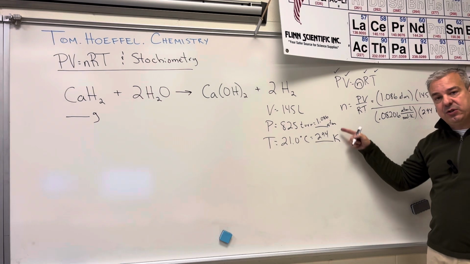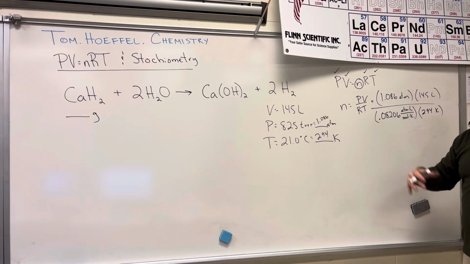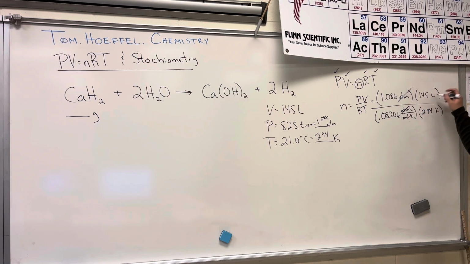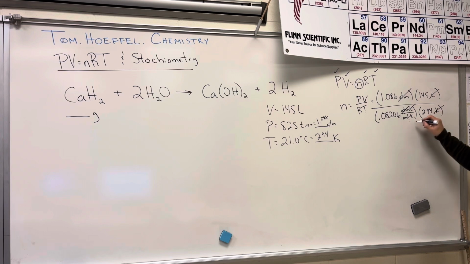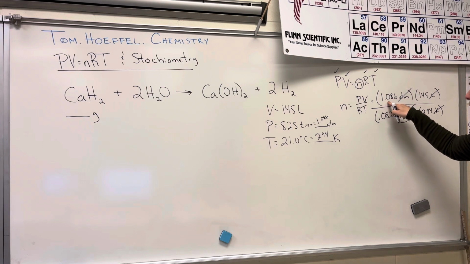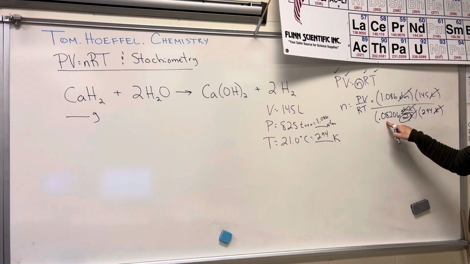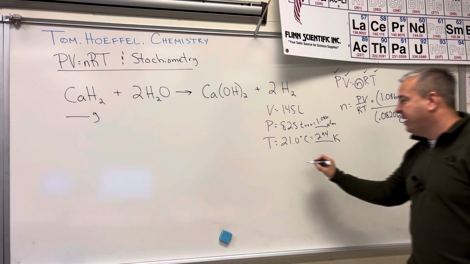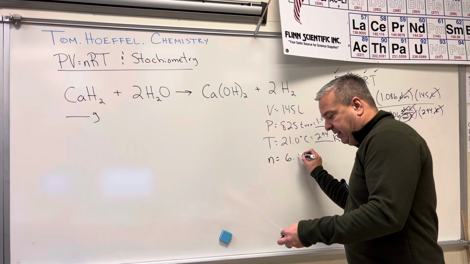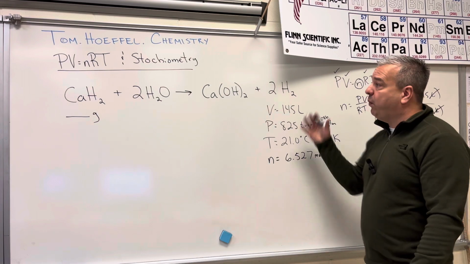Now, the reason we had to switch over to ATM and Kelvin is because my R has ATM and Kelvin, and we need things to cancel out. So let's take a look at what cancels out. ATMs cancel out, liters cancel out, kelvins cancel out, and I'm left with this unit of moles. Okay, so in my calculator, I'm going to take 1.086 times 145, divide by 0.08206, divide by 294. And that will give you your moles. The moles will come out to be 6.527. Well, 6.527 moles of what chemical?